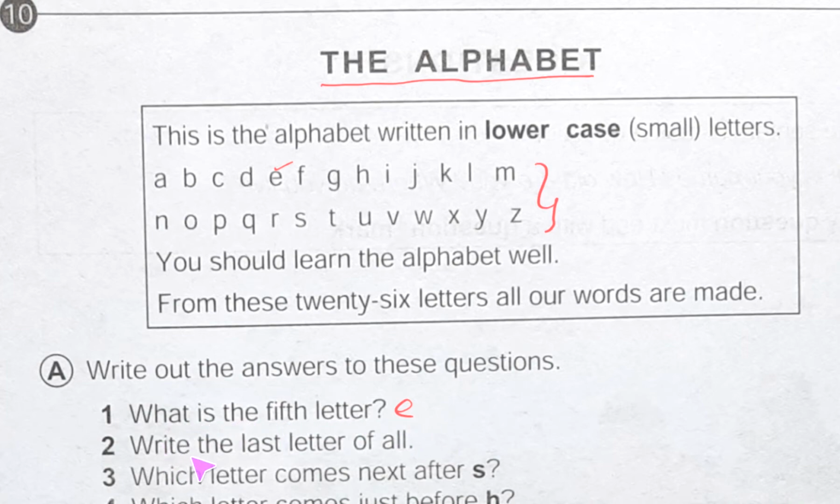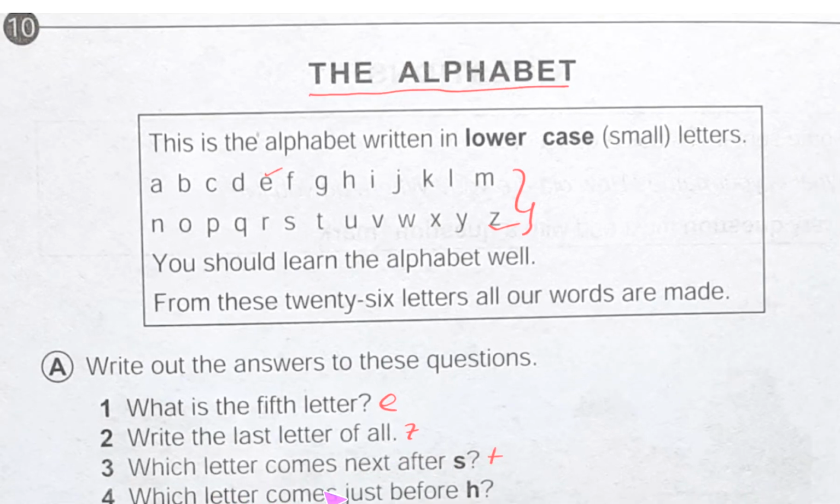Number 2, write the last letter of all. This is the last letter. So Z or Z. Which letter comes next after S? See here S. After S we know that is T. Number 4, which letter comes just before H? Here this is H, before it G.